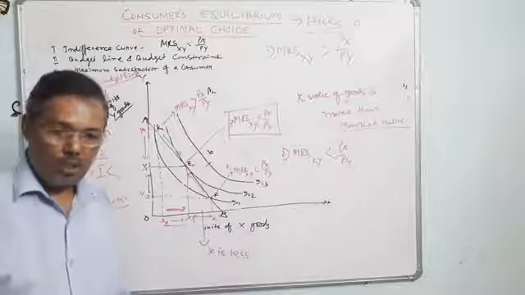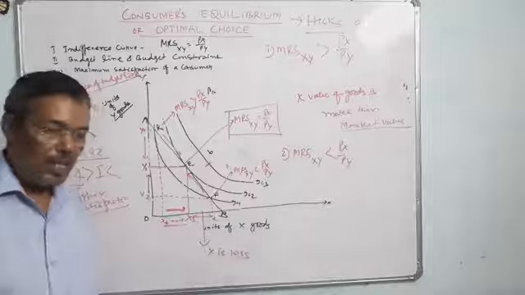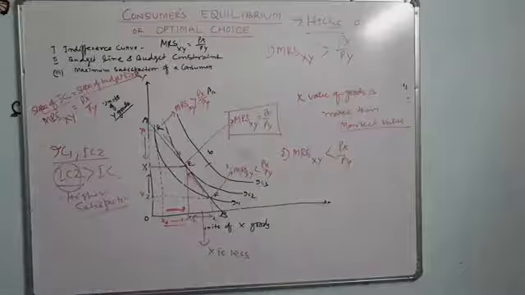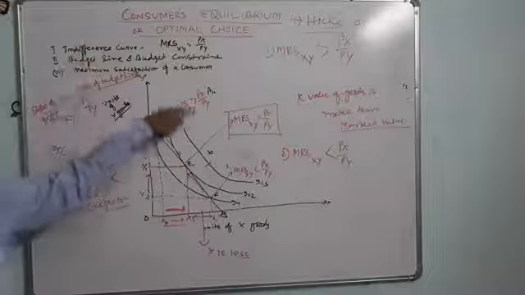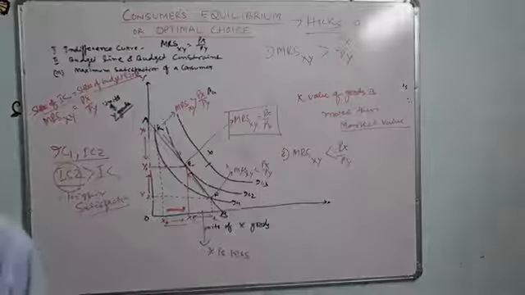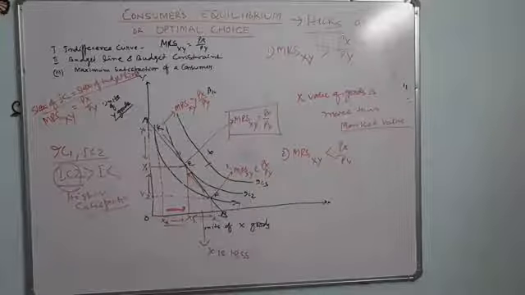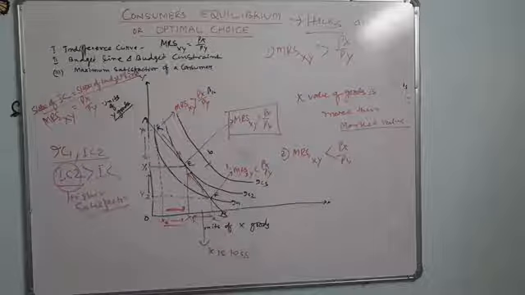I have already told you that the utility approach was given by Professor Marshall, and the ordinal approach, which is called the indifference curve approach, was given by Hicks and Allen. Ordinal means first, second, third, fourth, according to the order. So that is called the consumer's equilibrium through the indifference curve.